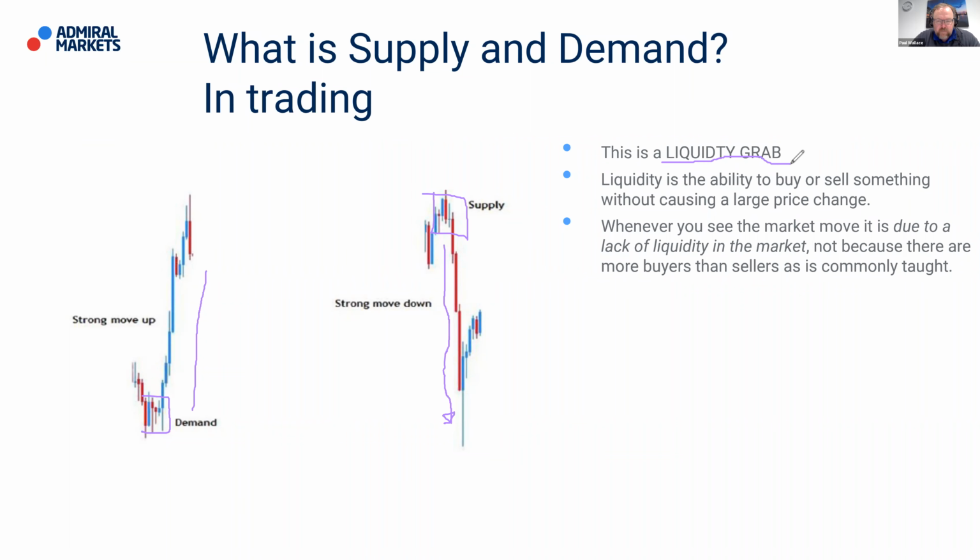Whenever you see the market move in a strong direction like that, it is due to a lack of liquidity in the market, not because there are more buyers than sellers, as is commonly taught. Think about it, there's a lack of liquidity. When we see a market move strongly up, it's due to a lack of liquidity in the market. It's a liquidity grab. Price is moving from where the area of demand is to where the next pool of liquidity is. That's what I want you to try and understand and think about.